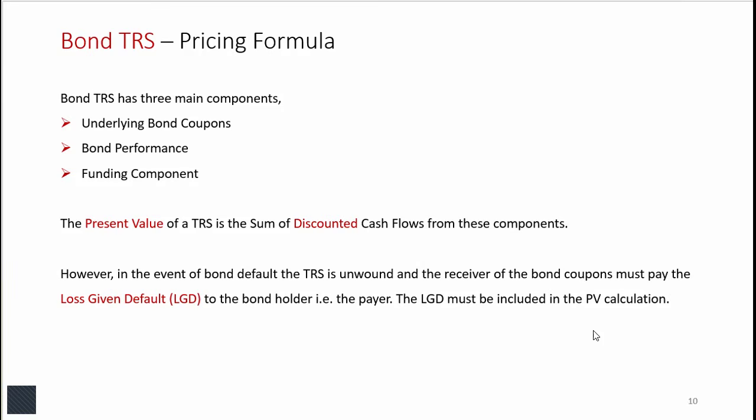So that's quite a large potential loss that you would take if there was a default, and that is discounted as well. We look at that fourth special component as well, and we'll take it into account in this pricing formula.